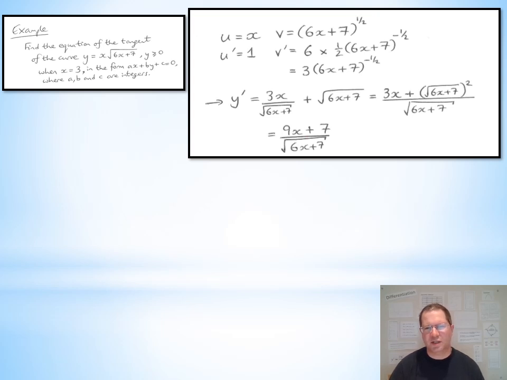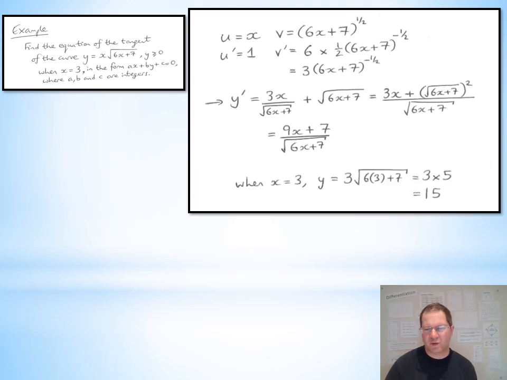Vu dash is 6x plus 7 to the power of half times 1, which is just the square root of 6x plus 7. And then if we add those together, and we can do that by timesing the second term by root 6x plus 7 over itself, we get 3x plus the square root of 6x plus 7 all over the square root of 6x plus 7. The square of the square root of 6x plus 7 is of course just 6x plus 7, so that gives us 9x plus 7 on the numerator, and the square root of 6x plus 7 on the denominator.